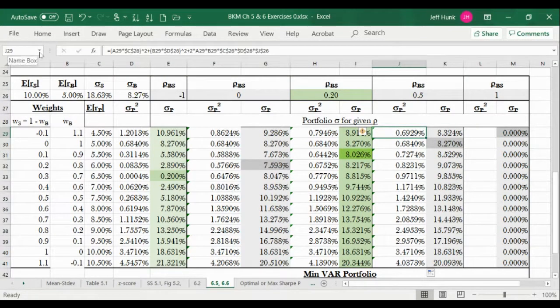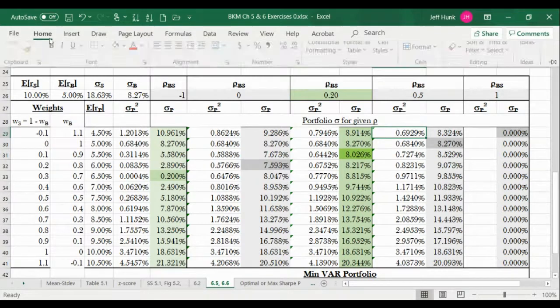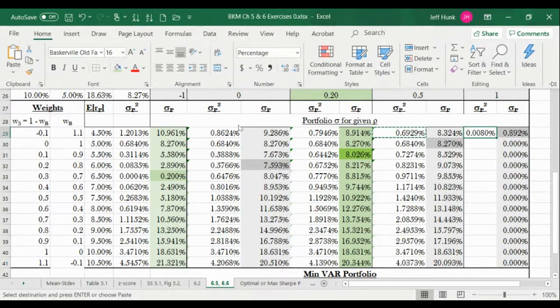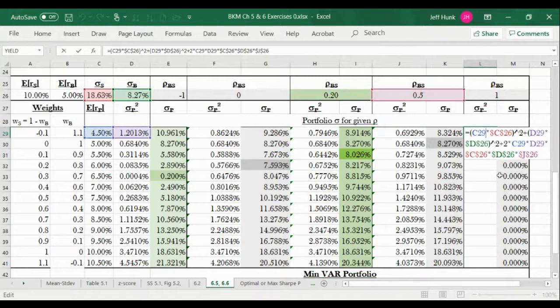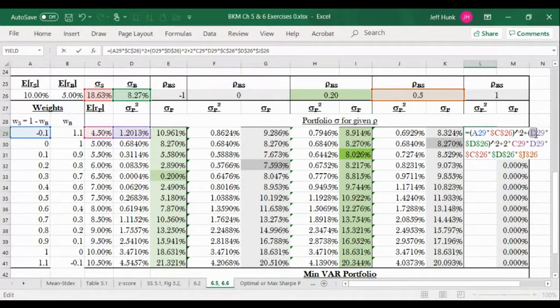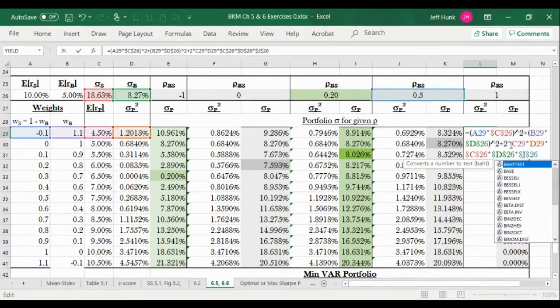When the correlation is 1, that means they move together, in tandem, by the same magnitude, the same degree. So let me copy that and paste it here. And let's also make that adjustment. This is A29, this is B29, and this is, again, A29.